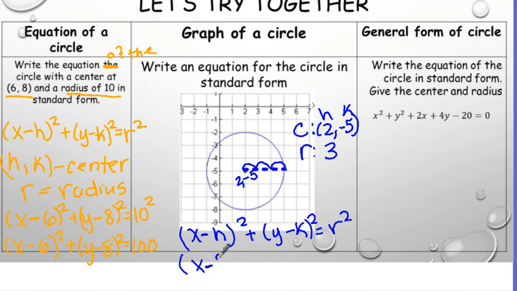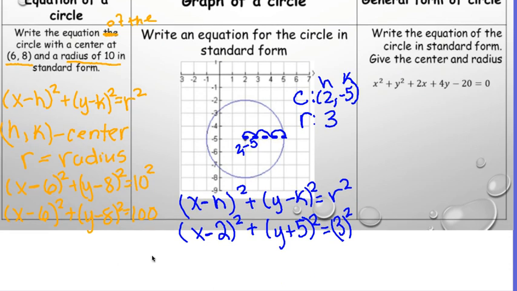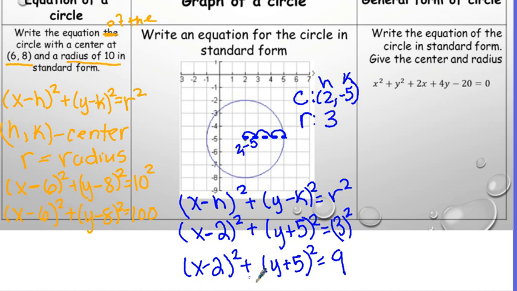Since that's a positive 2 in the equation, I'm going to put in positive 2 plus y. Now here the k is negative, and there's a negative sign already here, so you switch it to positive, equals 3 squared, and you're going to get x minus 2 all squared plus y plus 5 all squared equals 9. And that is your standard form for the equation of this circle given in graphical form.